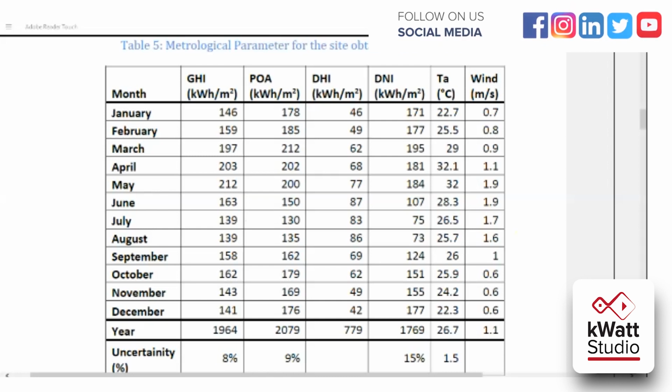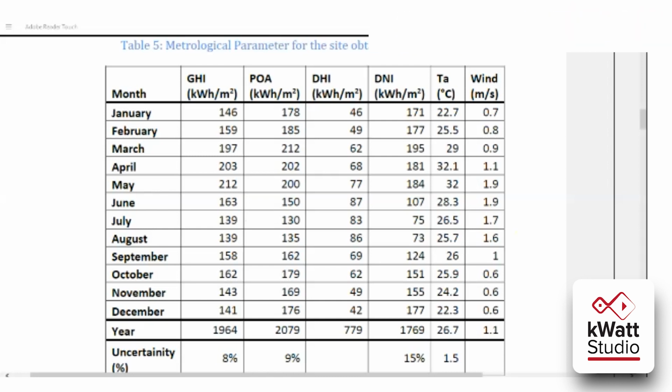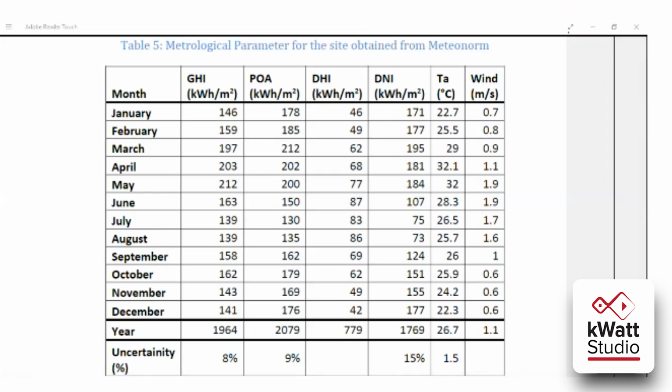Direct normal irradiation. Direct normal irradiation is nothing but the surface which is kept perpendicular to the sun rays, which is always kept perpendicular to the sun rays. It is called direct normal irradiation.